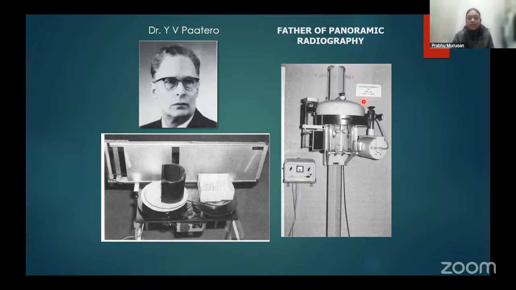So Dr. Numata and Dr. Paatero, these two people are very, very important when it comes to extraoral radiography. So Paatero is also called the father of panoramic radiography.